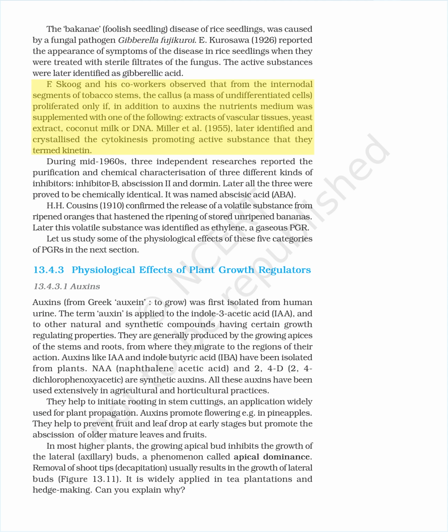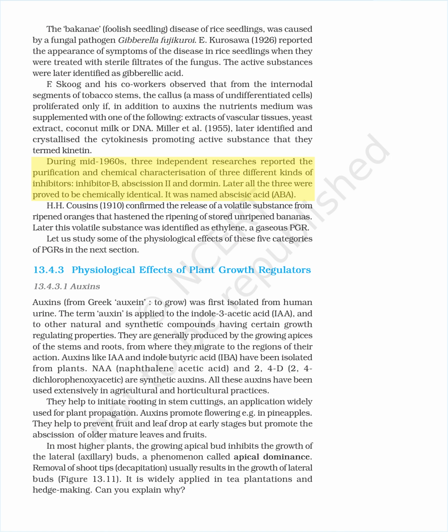F. Skoog and his co-workers observed that from the internodal segments of tobacco stems, the callus, a mass of undifferentiated cells, proliferated only if, in addition to auxins, the nutrient medium was supplemented with one of the following: extracts of vascular tissues, yeast extract, coconut milk or DNA. Miller et al., 1955, later identified and crystallized the cytokinesis-promoting active substance that they termed kinetin.